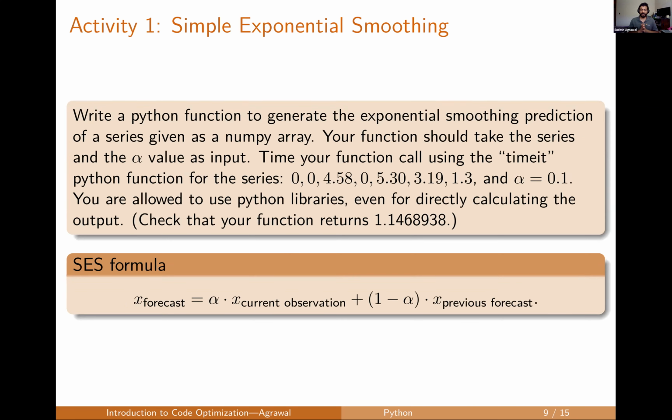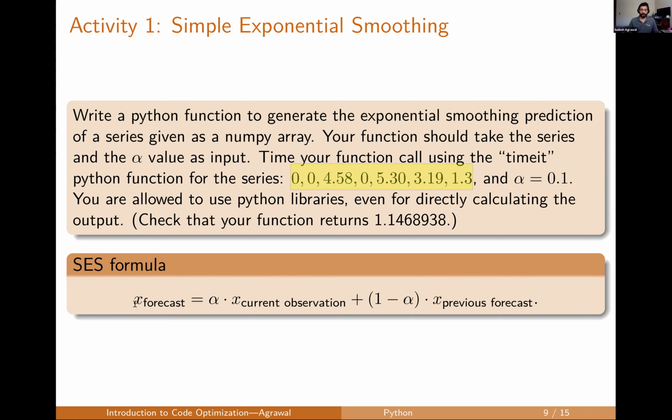This is the first activity we'll have. I'll give you 5 to 10 minutes to do this activity, and until then I'll take any questions you have so far. The activity is to write a Python function to generate the exponential smoothing prediction of the given series, and your alpha value is 0.1. If you don't know about exponential smoothing, you can look it up online.